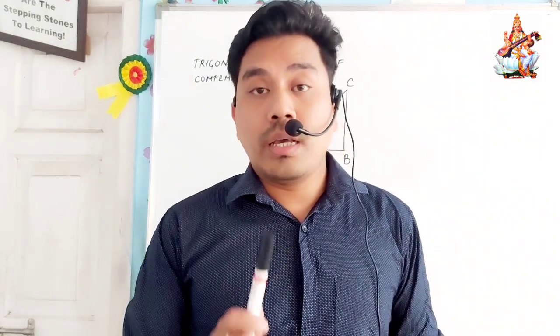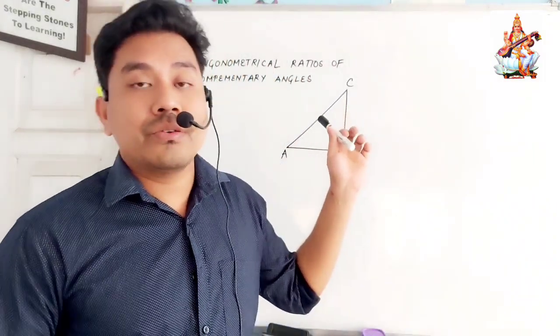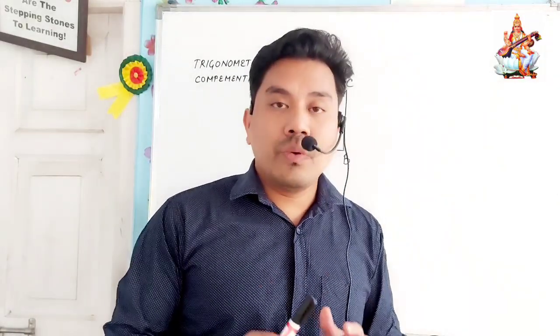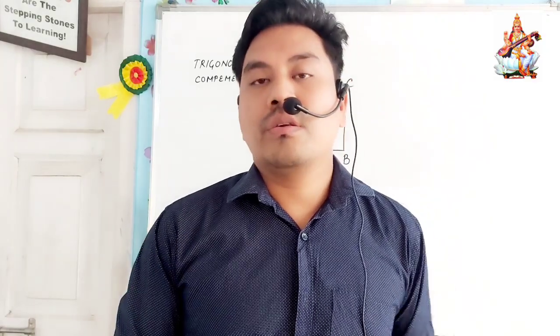Hello students, now we will start trigonometrical ratios of complementary angles. At first we should know what complementary angles are. We have already learned this in earlier classes, in junior classes also. If the sum of two angles is 90 degrees, then those two angles are known as complementary angles, and each of them is the complement of the other one.